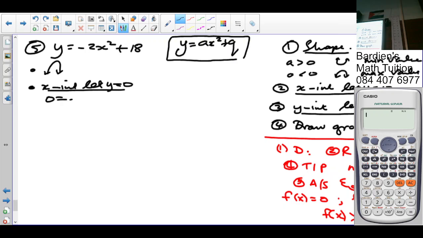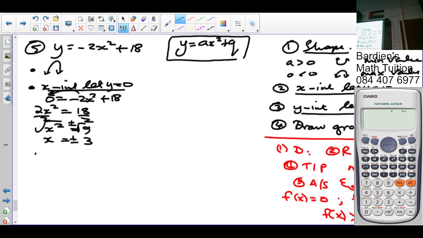So 0 is equal to negative 2x squared plus 18. You take it over the equal sign. So 2x squared is equal to 18, divided by 2. So x squared is equal to 9. Square root, don't forget, plus minus. So x is equal to plus minus 3.